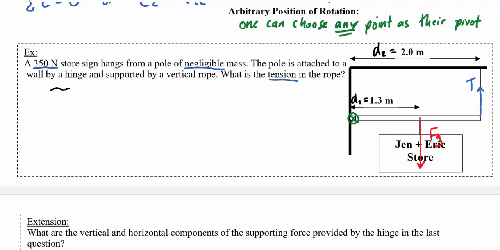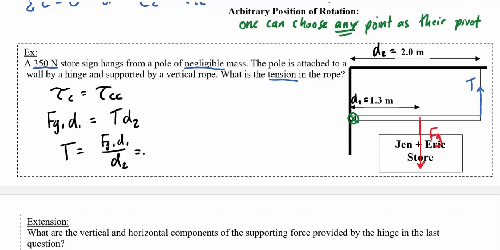So I'm going to use my second condition of equilibrium, which is torque clockwise must equal torque counterclockwise. And I can see that these two forces are trying to torque the beam in different directions. If I think of this as my pivot point, and I think about it rotating around that pivot, I can see that this force of gravity is trying to torque this in a clockwise direction, whereas the tension is trying to torque in the counterclockwise direction. And so the clockwise torque becomes Fg1 d1, which is equal to tension times d2. And solving for tension, tension is just Fg1 d1 divided by d2.